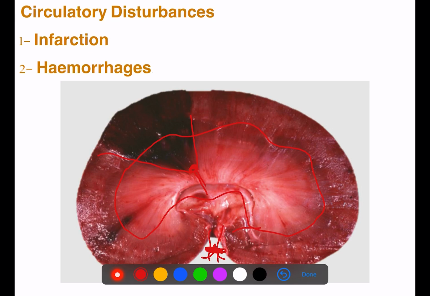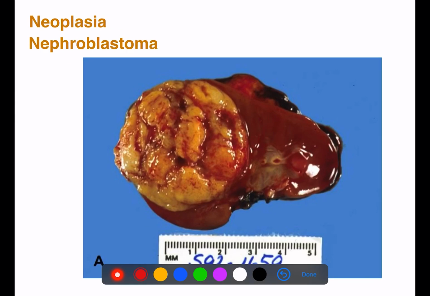Also, hemorrhage occurs within the kidney capsule, as in Clostridium, and it's important to note this in Clostridium infection of sheep. The neoplasia which occurs within the kidney may be primary.